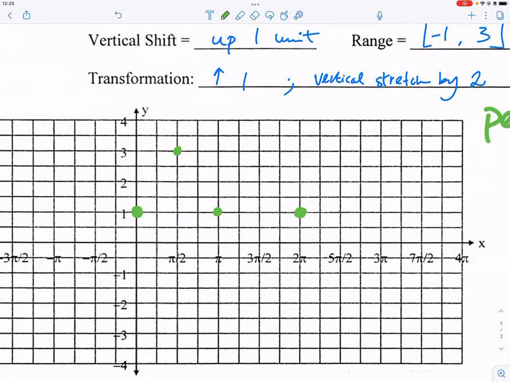And then between pi and 2 pi, it's going to hit the lowest point, which is going to be -1 because the amplitude is 2. All right, so we got 1, 2, 3, 4, 5 points. Any question about the location of these 5 points?